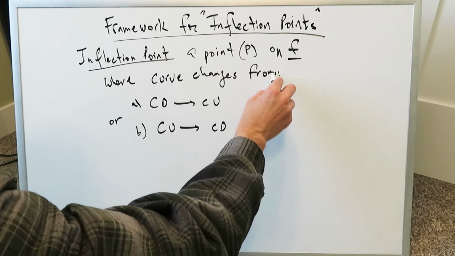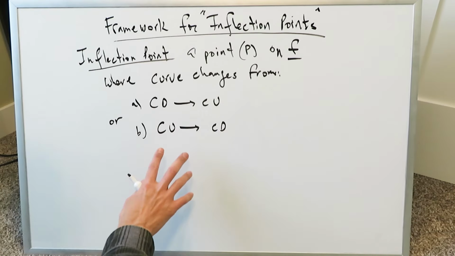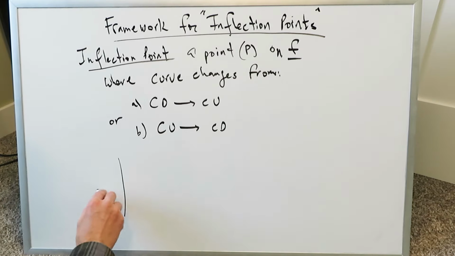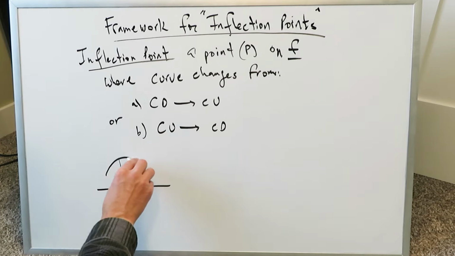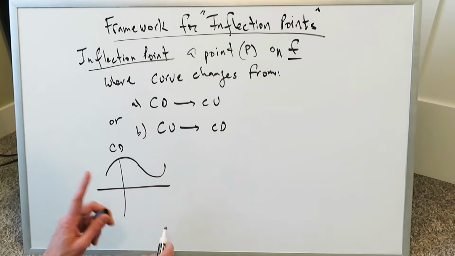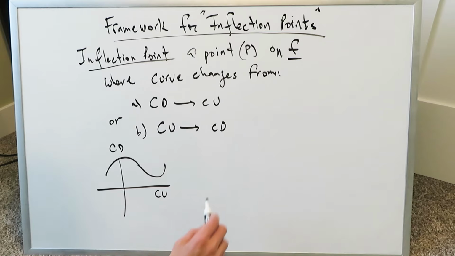It changes in such a way that you're going from concave down to concave up, or you're going from concave up to concave down. Let's look at this very first part, concave down. It was a curve which was concave down, and then it has changed to concave up. Here's my concave down, CD. Here's my concave up, CU.